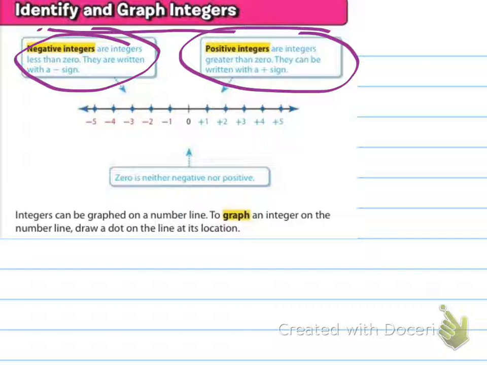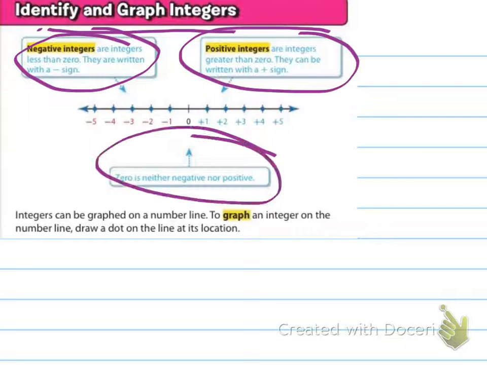It says that integers can be written on a number line. To graph an integer on the number line, you draw a dot on the line at its location. I mean, that's kind of obvious. We've been dealing with that. 0 is neither positive nor negative. I think you guys have gotten that so far too.